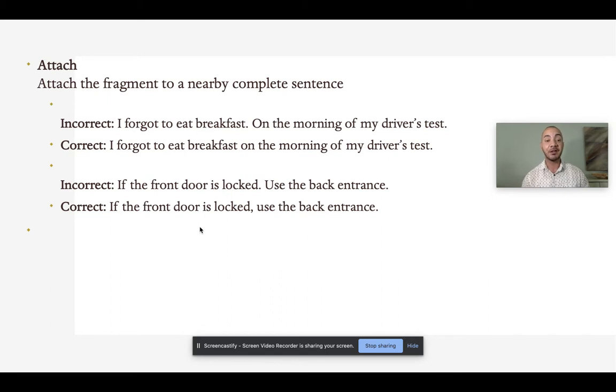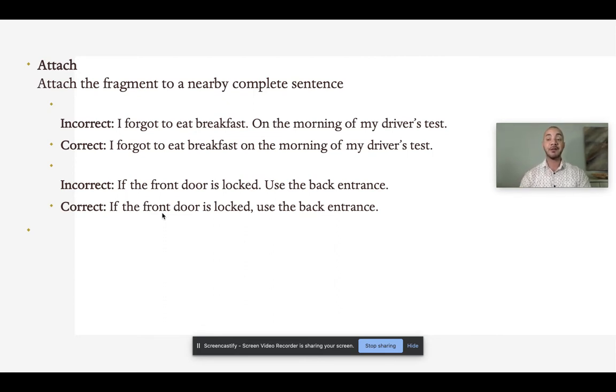Well, in this case, the first sentence is not a complete sentence. The reason it's not a complete sentence is because it begins with the word if. And thinking back to our lesson on complex sentences, if is an example of a subordinating conjunction. And whenever a group of words begins with a subordinating conjunction, it means that you have what's called a dependent clause on your hands, and it must be attached to a simple sentence or an independent clause. We can simply fix this by replacing the period in the middle with a comma, and now we have, "If the front door is locked, use the back entrance."